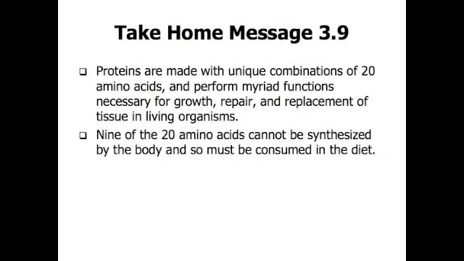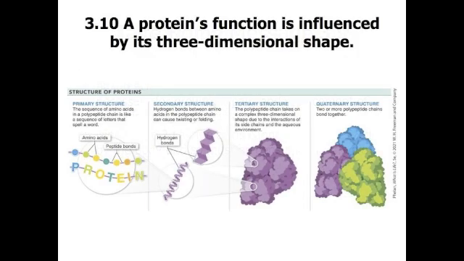And that brings us to our take-home message for section 3.9, and that is proteins are made with unique combinations of 20 amino acids and perform a myriad of functions necessary for growth, repair, and replacement of tissue and living organisms. Nine of the 20 amino acids cannot be synthesized by the body and so must be consumed in the diet. Moving on, proteins are formed by linking individual amino acids together with the peptide bond, in which the amino group of one amino acid is bonded to the carboxyl group of another.